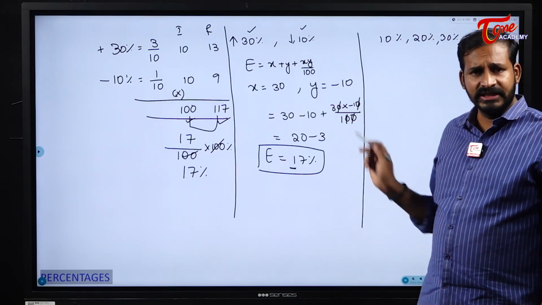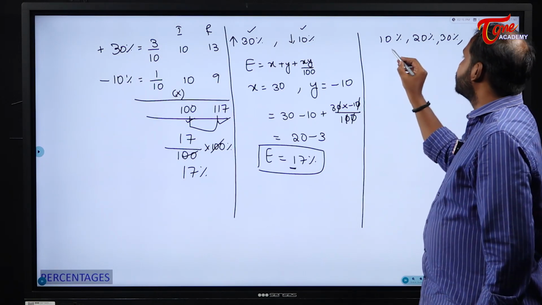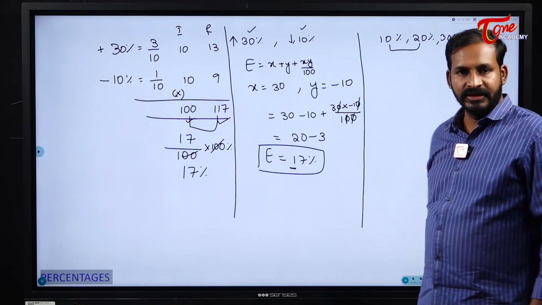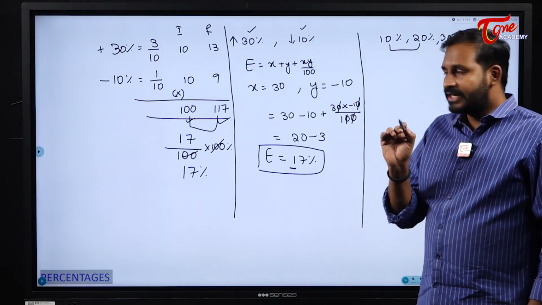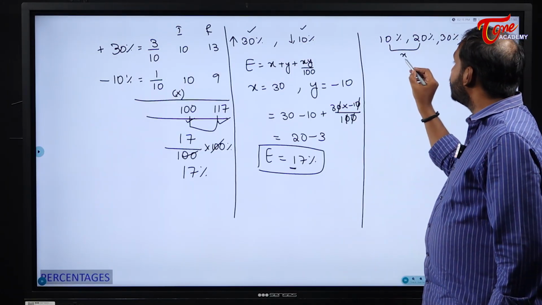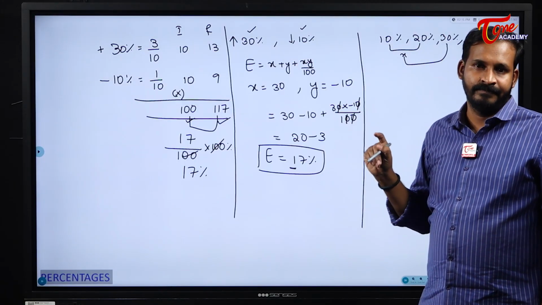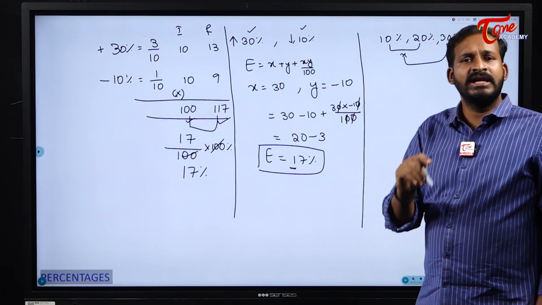If I want to solve this in the traditional method, or with the formula, usually what I need to do is, first of all, find the effective percentage between these 2 values and I will get a value, right? Assume it as some x. Then after getting that value, once again I need to find the effective percentage between this x and that 30. Okay, definitely it will take more time.